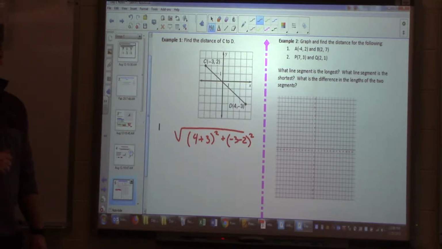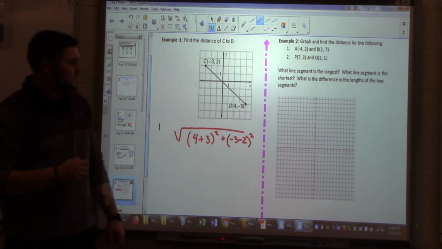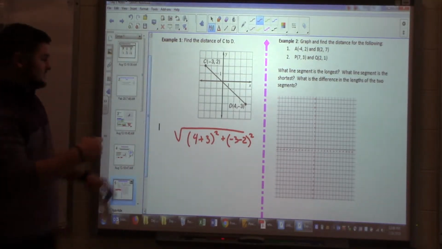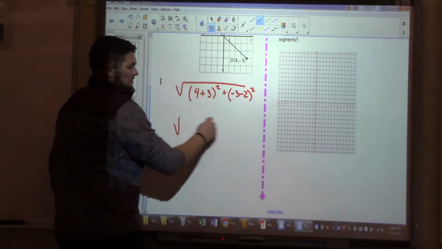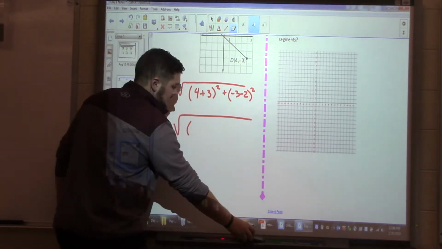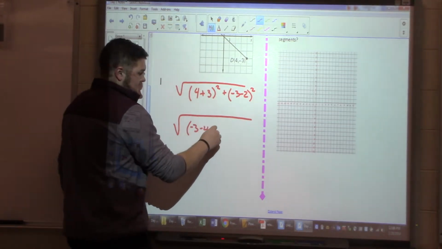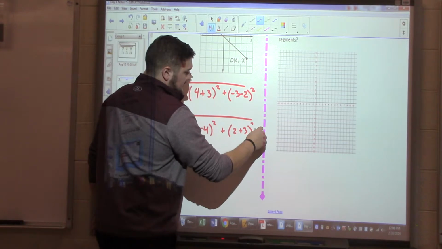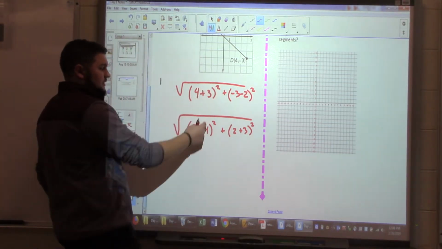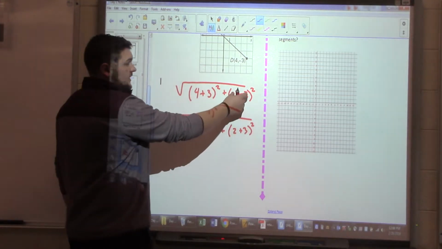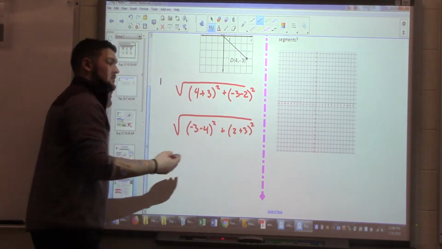No, because it would just be negative and then you square it and it's positive. It doesn't matter, right? Because if I switched it around, guys, look at this. Negative 3 minus 4 squared plus 2 plus 3 squared. Right? I'm going to get 7 squared or negative 7 squared. Both come up to 49. I'm going to get negative 5 squared and 5 squared. They both come up to 25.